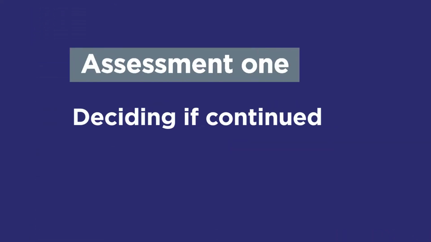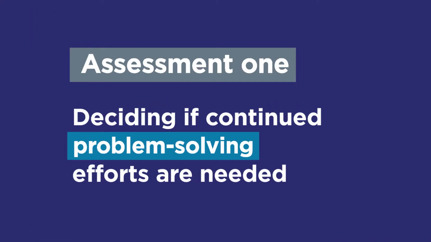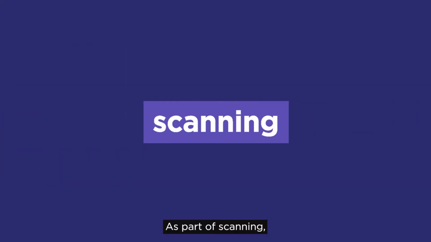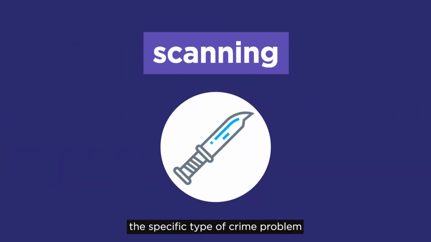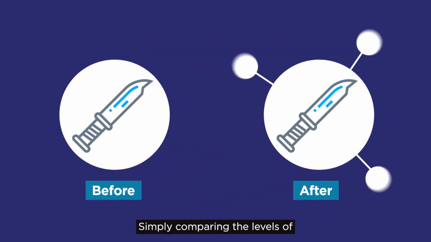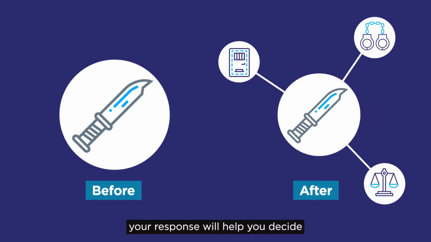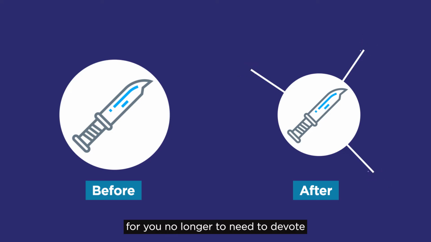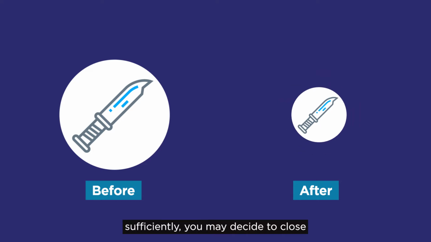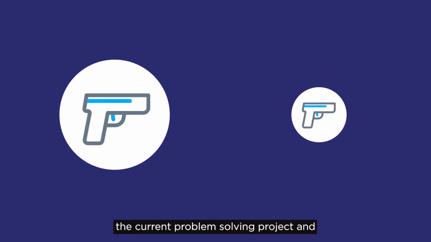Assessment 1. Deciding if continued problem-solving efforts are needed. As part of scanning, you will have quantified the specific type of crime problem you are addressing. Simply comparing the levels of the selected problem before and after your response will help you decide whether the problem has fallen enough for you no longer to need to devote resources to trying to reduce it. If the selected problem has fallen sufficiently, you may decide to close the current problem-solving project and move on to addressing the next problem.